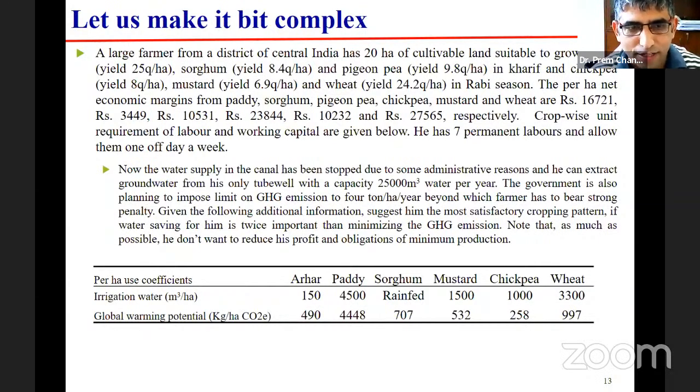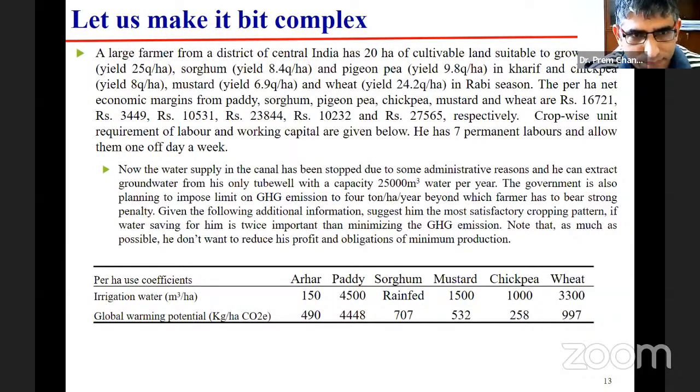Now an additional burden has come to him. The government is planning to impose a limit on GHG emissions to 4 tons per hectare per year, beyond which the farmer has to bear a strong penalty. Either he can reduce the GHG emission or he has to pay the tax for that. In other words, he gets the incentive for saving GHG emissions. So two more dimensions have come.